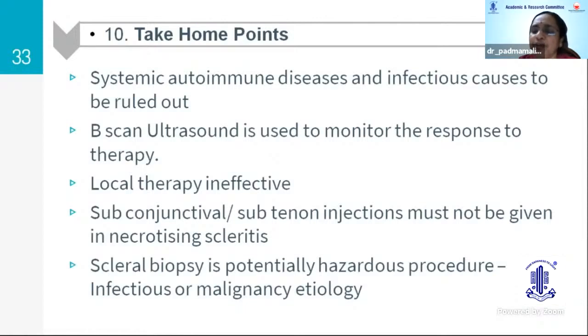In posterior scleritis, most often local therapy is ineffective. Subconjunctival and subtenon injection has to be avoided in a case of necrotizing scleritis. Scleral biopsy is a potentially hazardous procedure. It has to be reserved in a case of refractory infectious scleritis or to diagnose malignant etiology.